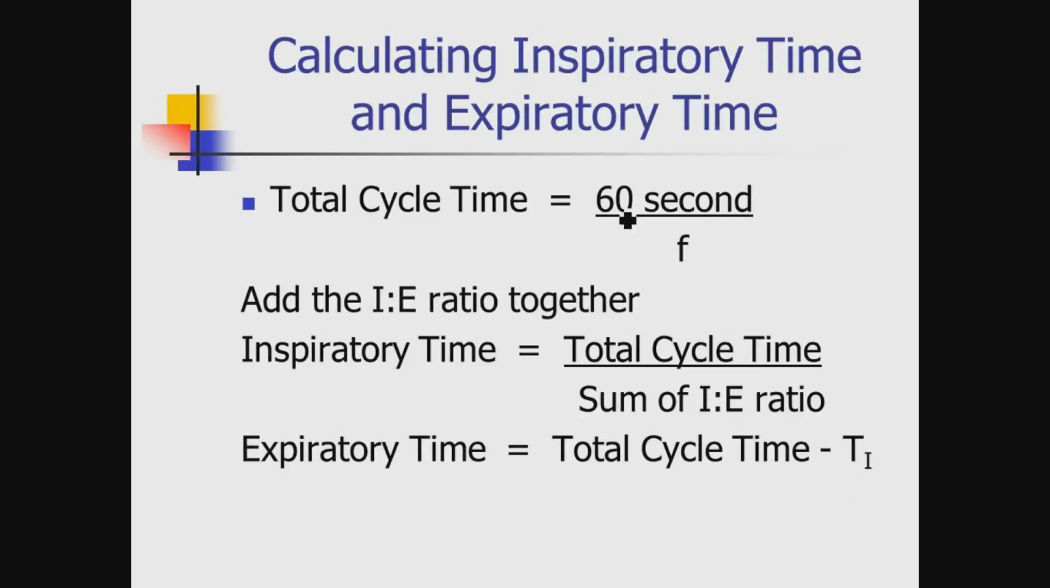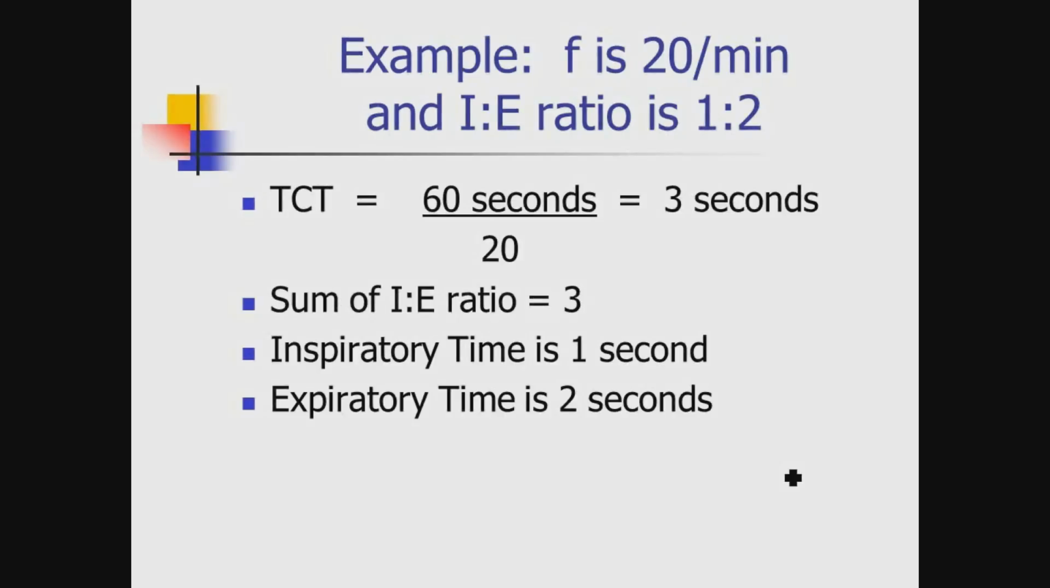Total cycle time is nothing more than the rate divided into 60. And then if you know what your I:E ratio is, 1 to 3, add those two together, that would be 4, divided by my cycle time, and you can get what your inspiratory time is. Then subtract that time from your total cycle time to get E time.